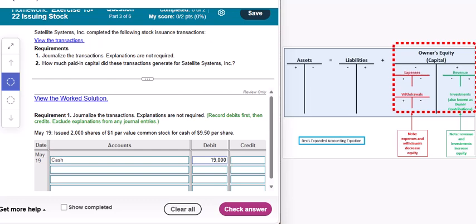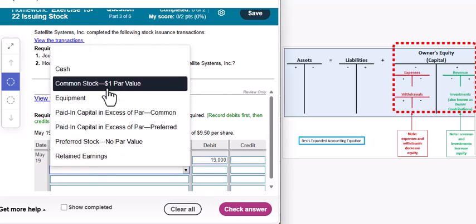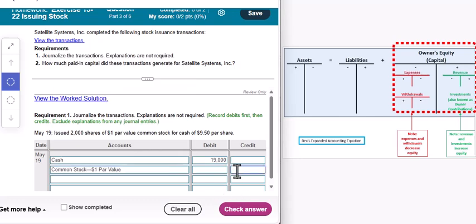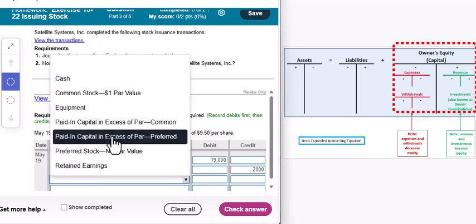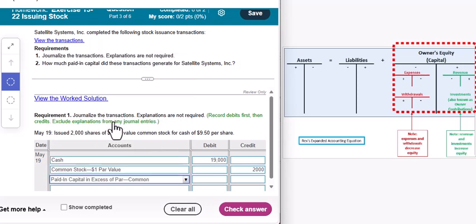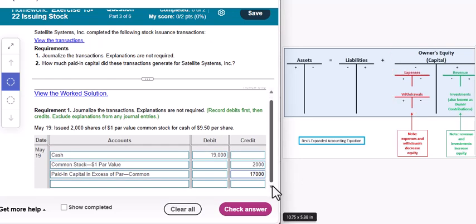And what did we give up to get that? We gave up some common stock at $1 par value. Remember, common stock is part of equity, and we're issuing more stock, therefore equity has to be going up. That is why we are going to be crediting this amount here. So we'll do common stock, $1 par value, and that's the 2,000 shares at $1. But notice the transaction does not yet balance, so we need to figure out the paid in capital in excess of par common. That's going to be 17,000 as the difference between those, and we exclude explanations, so we don't have to worry about an explanation. Let's check our answer. Good job.